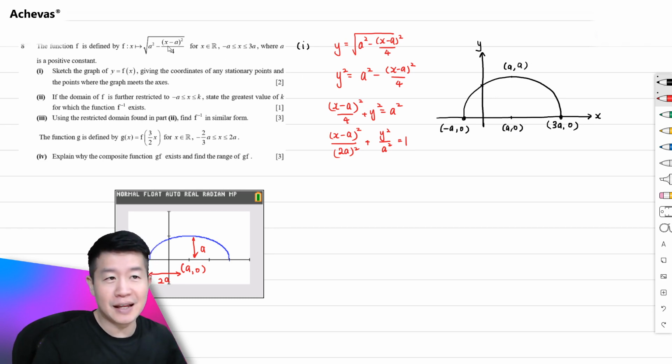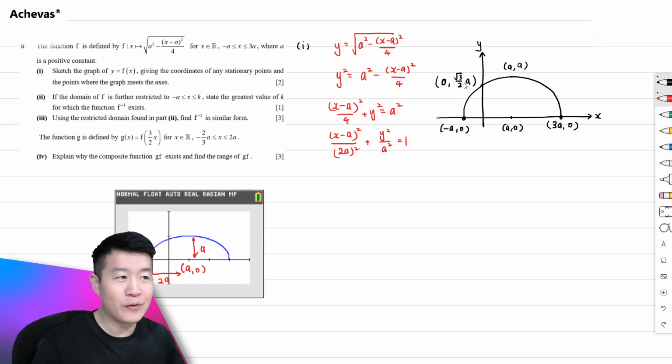We just need x, let x be equal to 0. Letting x be equal to 0, we have a squared divided by 4. So a squared minus a squared divided by 4 will give us 3a squared divided by 4. And that will be square root of 3 over 2 a. So this is my graph for part 1.